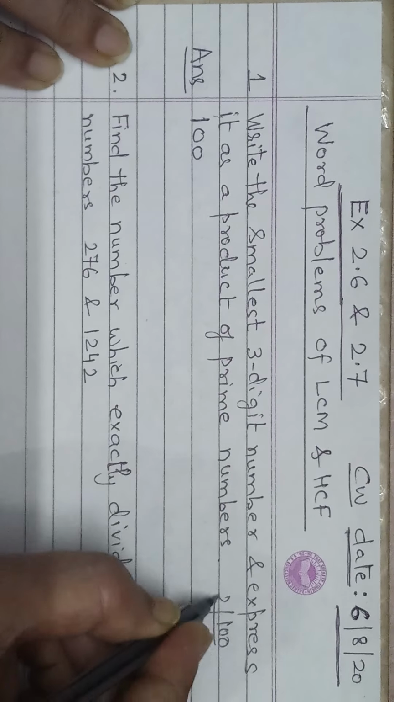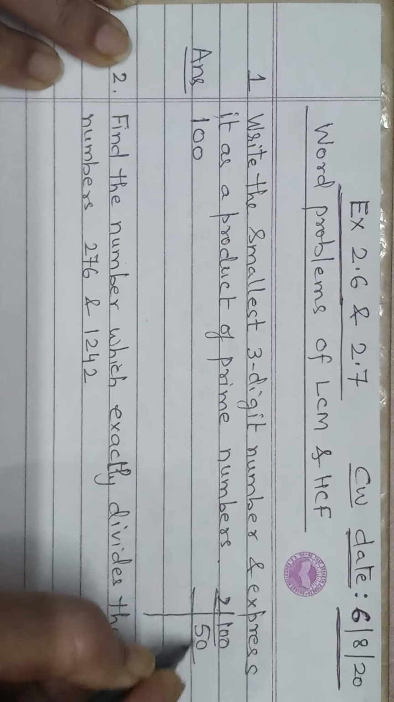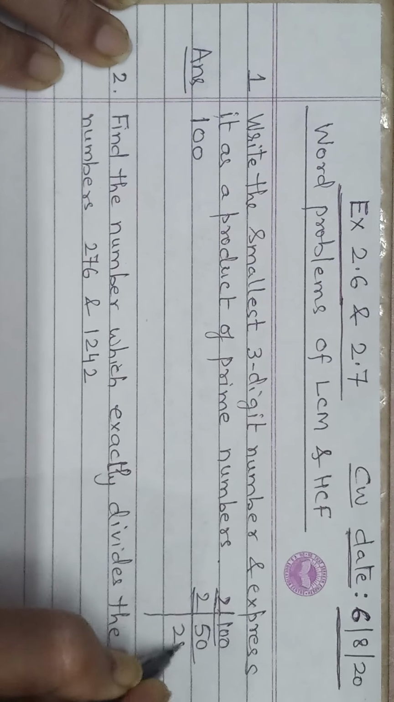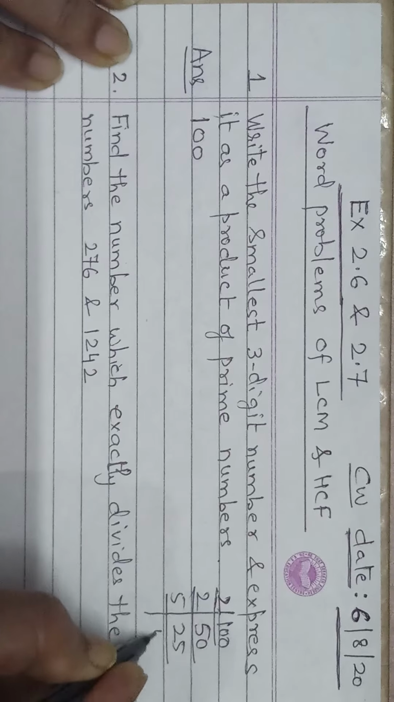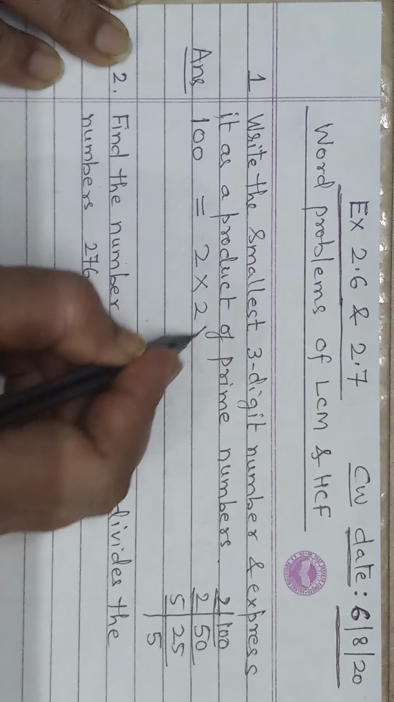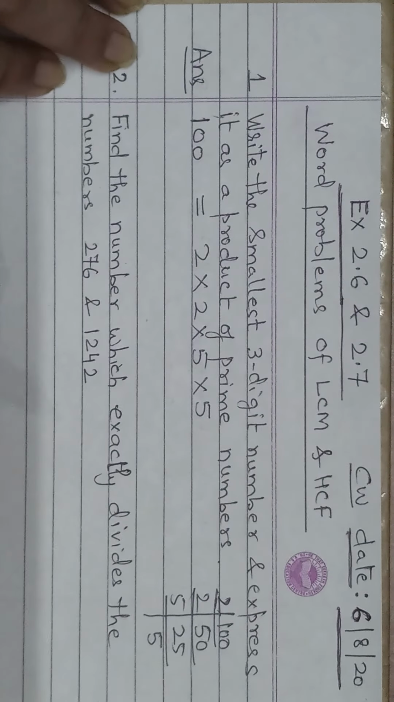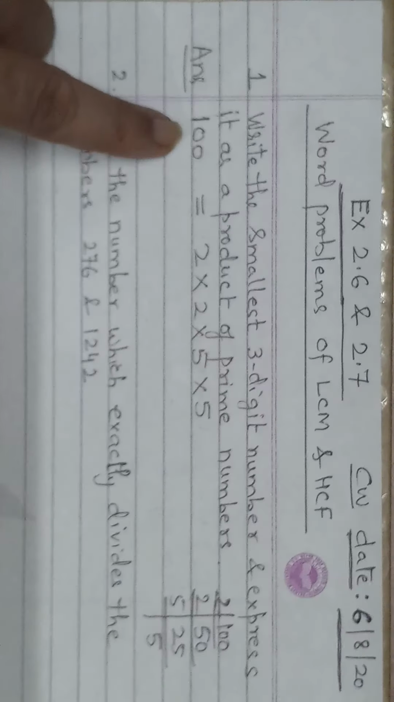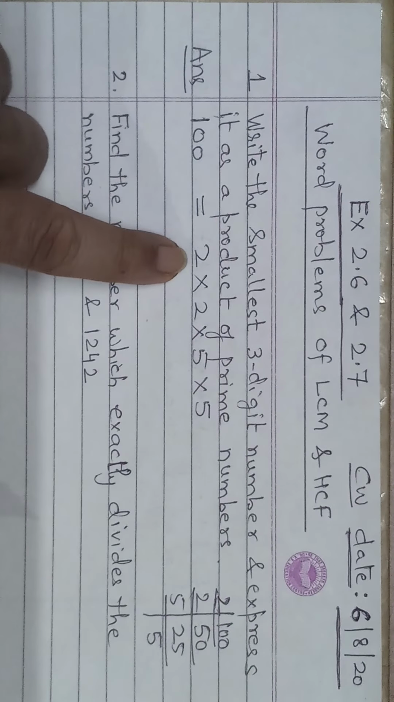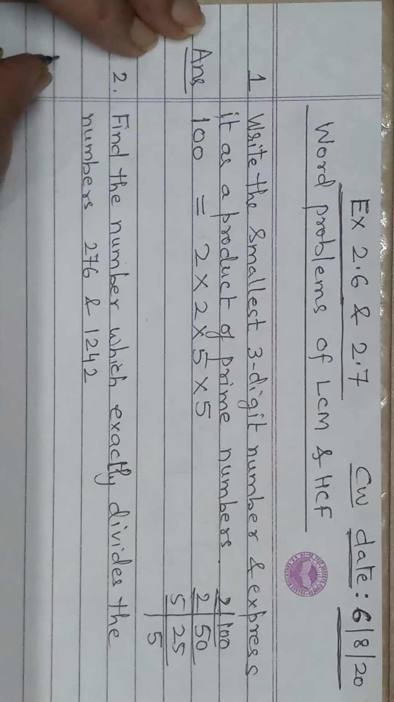We all know 2 will go by 2. So 2 fifties are 100, next 2 again, 25. Then we have 5 into 5. So this can be written as 2 into 2 into 5 into 5. So here we have done the prime factorization, which is the number written in the form of a product of prime numbers. Now come to the next question.